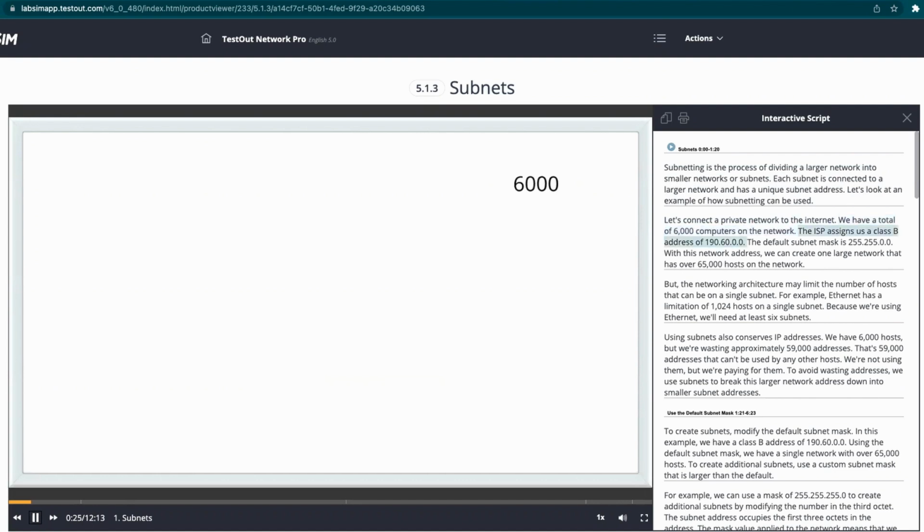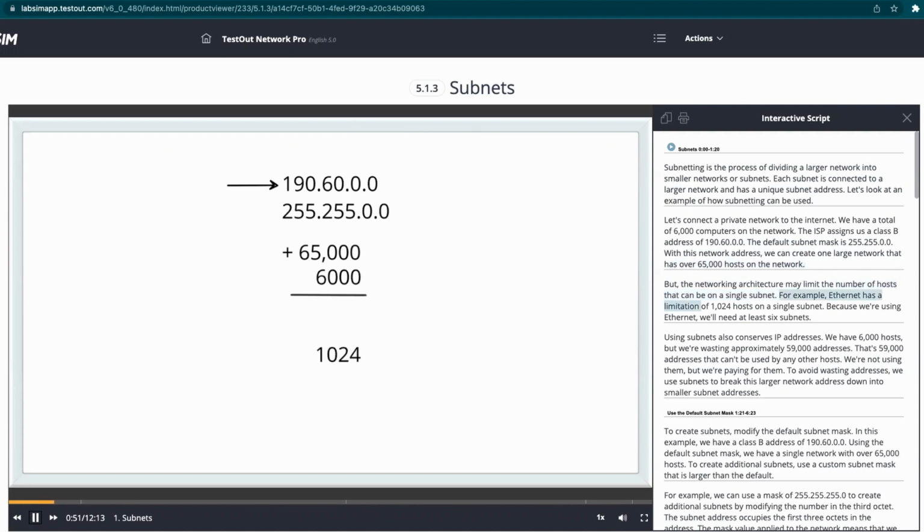The ISP assigns us a Class B address of 190.60.0.0. The default subnet mask is 255.255.0.0. With this network address, we can create one large network that has over 65,000 hosts on the network. But the networking architecture may limit the number of hosts that can be on a single subnet. For example, Ethernet has a limitation of 1,024 hosts on a single subnet.